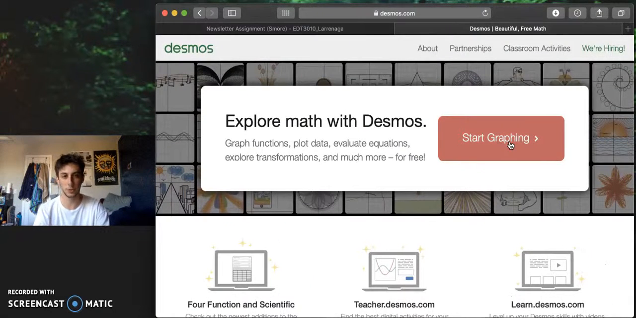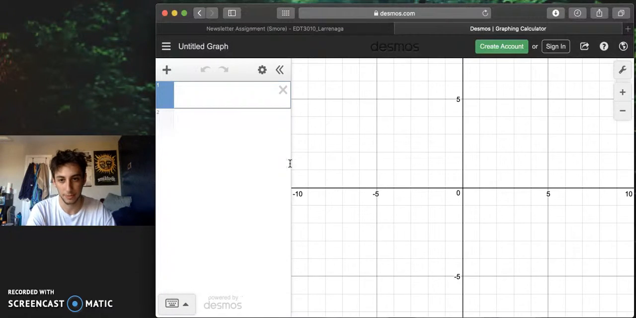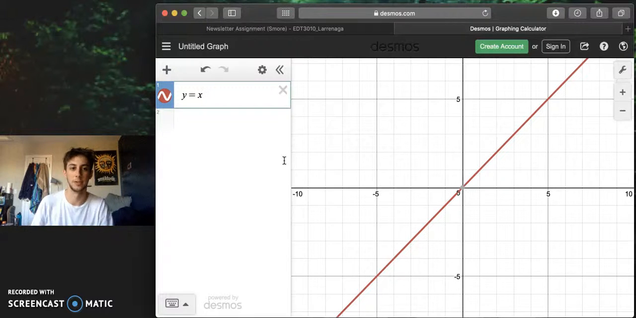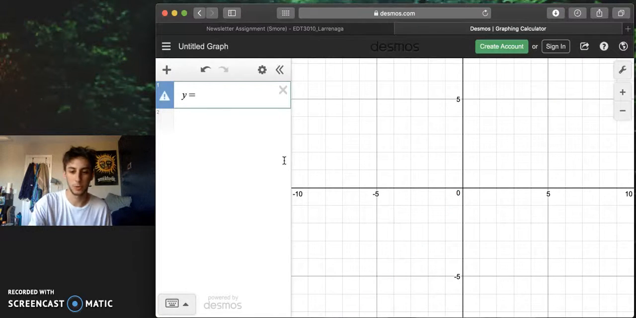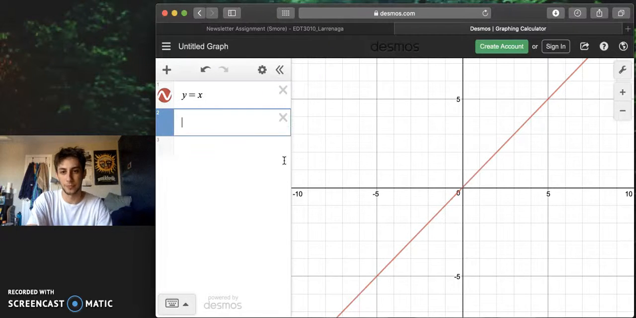So you start graphing, and it pulls this up. When you see your graph, there's nothing on it. All equations start with y equals, and let's do x. When we put y equals x, you get a straight line. That's kind of neat. You can see that it goes through 0, 0, and it's a linear line.